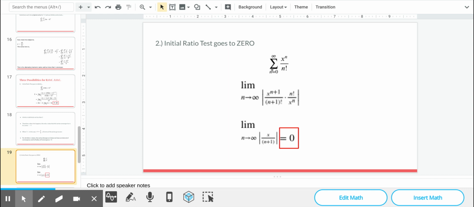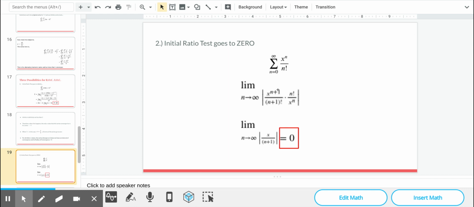So this is a power series, x to the nth over n factorial. Quick side note, this is actually the general power series for e to the x. So this series represents e to the x as a power series, as an infinite polynomial. So first step, set up your ratio test. X to the n plus 1 over n plus 1 factorial multiplied by the reciprocal of the original power series, n factorial over x to the nth.